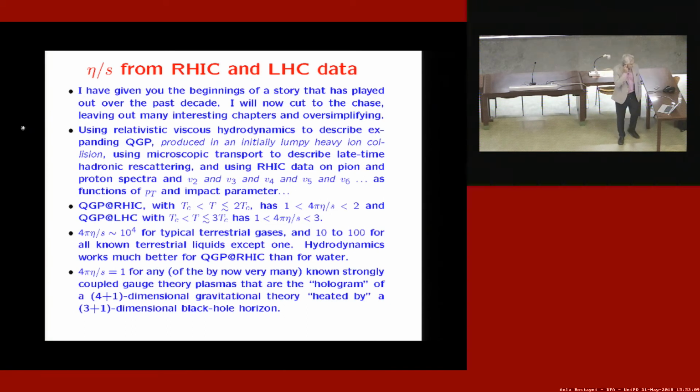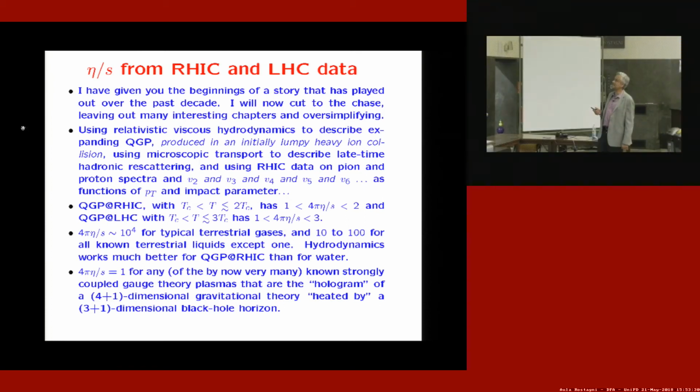Okay, so I've tried to give you a sense of how we get conclusions such as those on this slide. The quark-gluon plasma at RHIC, which reaches temperatures up to about 2 times the crossover temperature, has an η over s, which is between 1 and 2 in units where I've multiplied η over s by 4π here. I wonder why I did that. I'll tell you in a second.